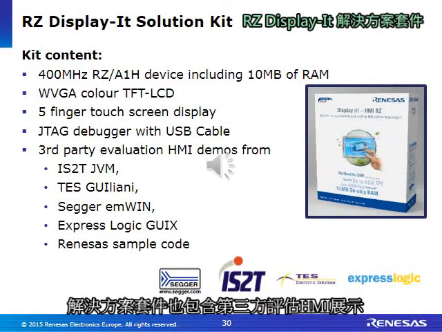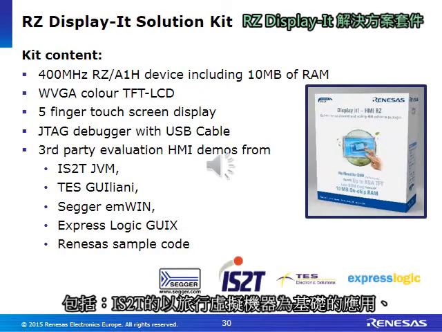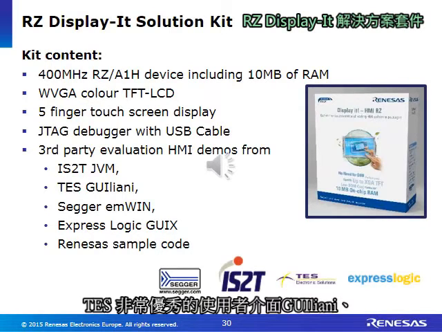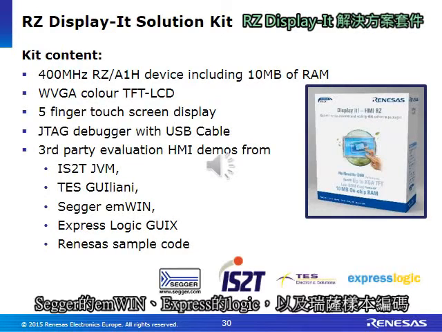The solution kit also includes third-party evaluation HMI demos from IS2T, which is a Java virtual machine-based implementation, Test Giuliani, which is a very nice user interface, Segger emWin, Express Logic, and then also Renesas sample code.